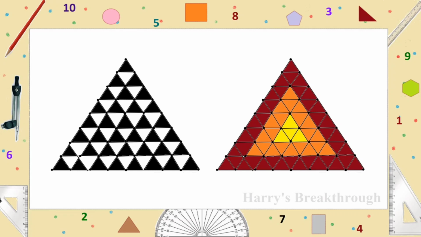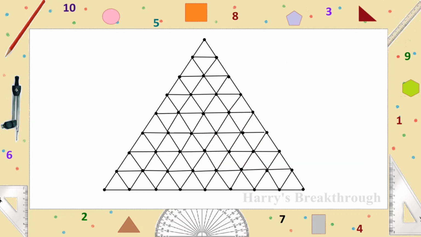Now, let me ask you one question. How many triangles or how many small triangles are there in this pattern? These are difficult to count, right? So, let's do step by step. In the first row, how many triangles are there? In the first row, there is only 1 triangle, right?